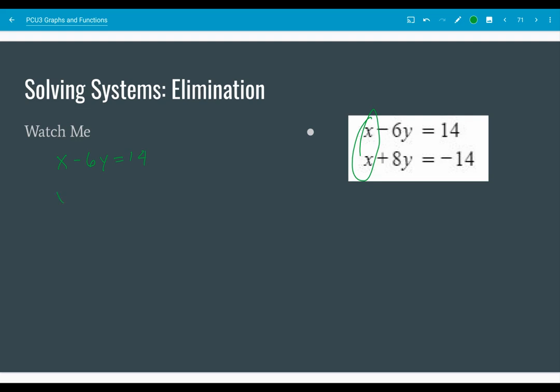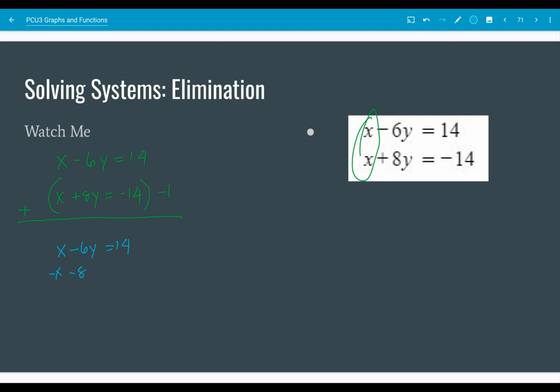So I've got x first, so I'm going to write my x first. I've got my y second, so I'm going to do that. And then I've got my constant on the other side. Now, since I want to add them together and cancel out a variable, I'm going to multiply this through by -1. So what we're going to end up with is x minus 6y equals 14.